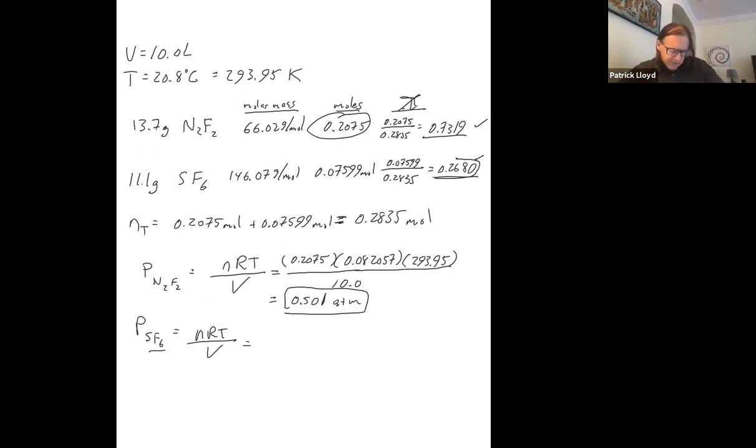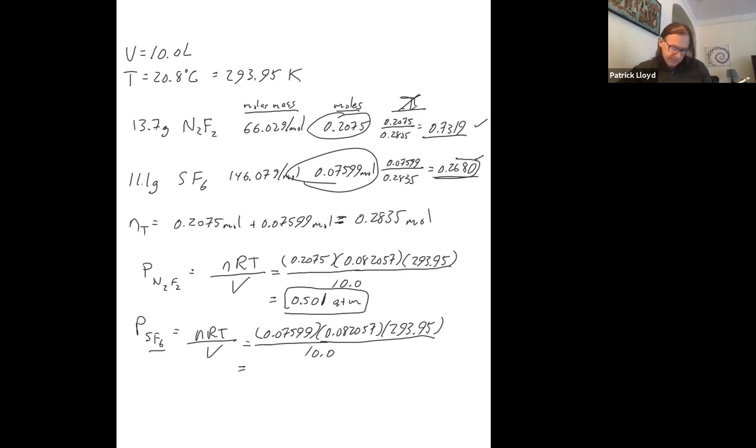Now let's do the second one. You're going to do the moles of SF6, which is right here. So 0.07599 times R, 0.082057, times T, 293.95, divided by V, 10.0. Okay, so 0.07599 times 0.082057 times 293.95, a lot of numbers here, divided by 10.0.